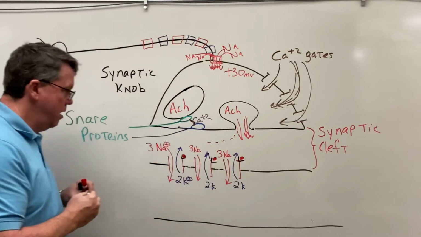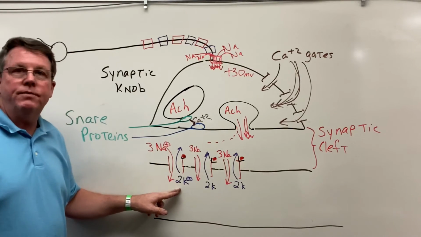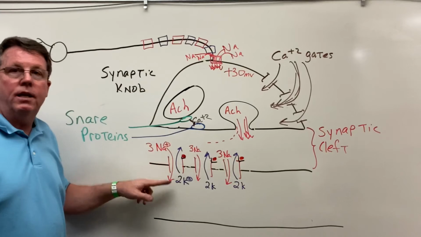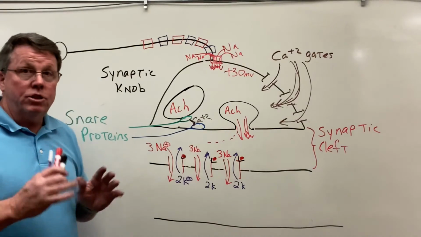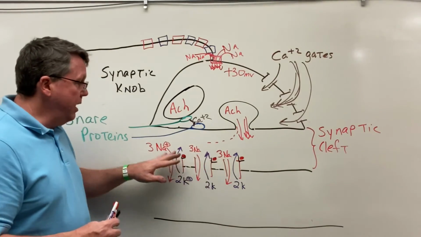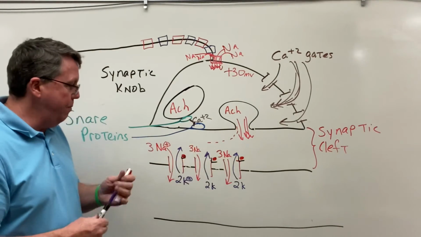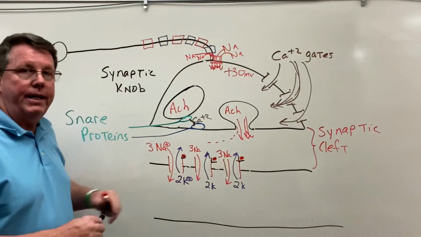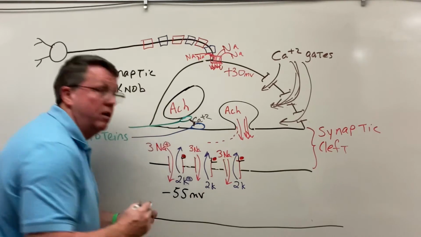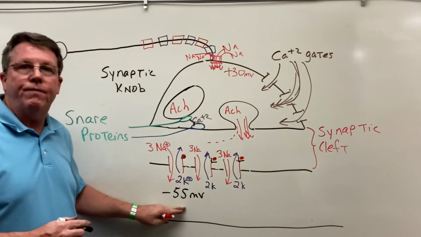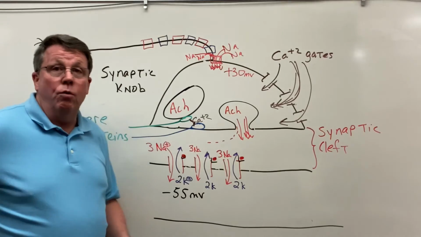Now, here's the thing, if you notice, I have 1 more positive charge going in than positive charge coming out. I have 3 sodium going in and 2 potassium coming out. These charges start to add up. Eventually, because they add up, we actually call this a graded potential. Eventually what's going to happen is these are going to add up enough that the inside of this membrane goes to negative 55 millivolts. What happens at negative 55 millivolts? I get sodium potassium gates open and closing.